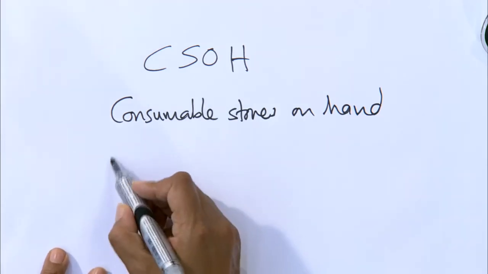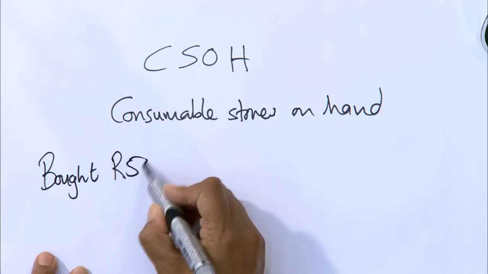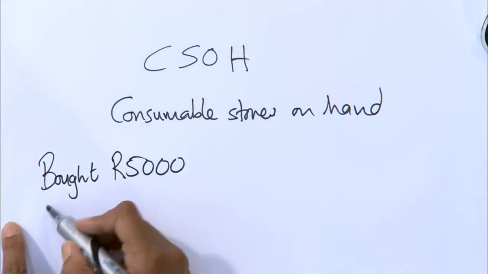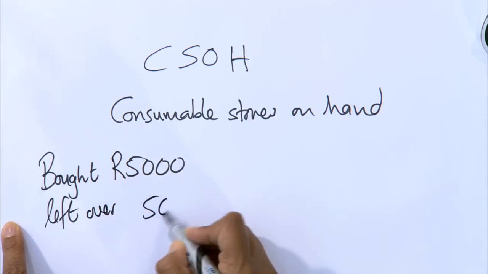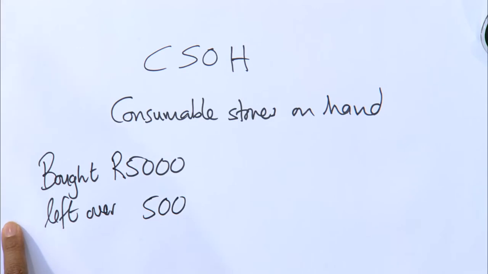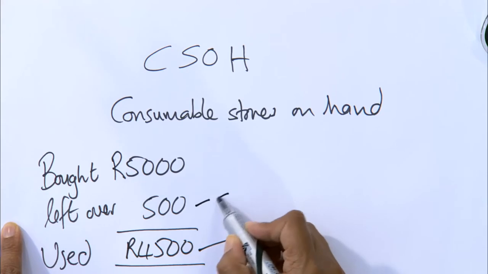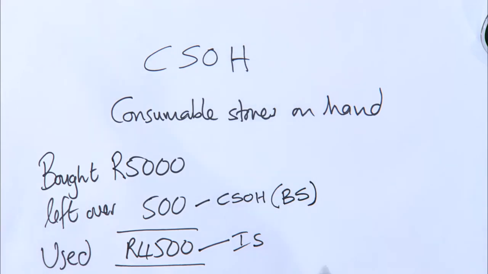So if I bought 5,000 rands worth of stationery, and I have left over, let's say, 500 rands worth of stationery, then I used 4,500 rands worth of stationery. That goes into the income statement, and the consumable stores on hand goes into the balance sheet. Okay, and there I've explained that very, very quickly.